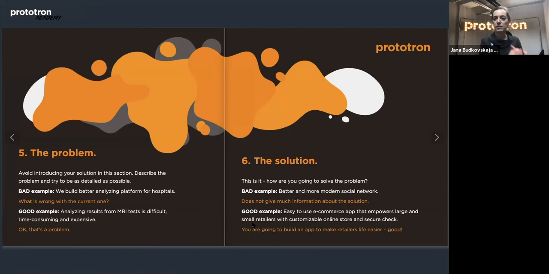So for example, as I'm reading here, the weaker examples are: we build a better analyzing platform for hospitals, we build better antiseptics for medical devices. It's too generic. What's the problem with today's solution? This is always the question. The good example here is that analyzing the results from MRI is difficult, time consuming and expensive. When I do not understand anything, I know that there is MRI, but I don't know how much it costs, how long it takes.